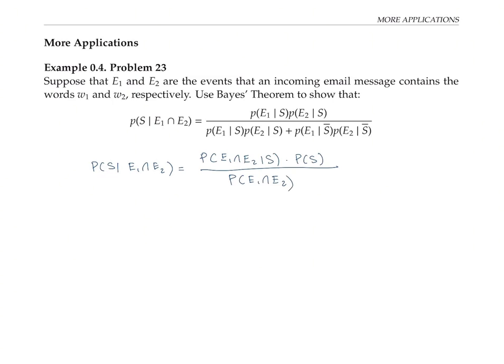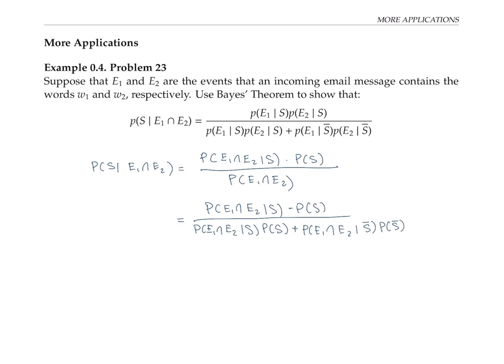Let's expand the denominator. The denominator P of E1 and E2 can be expressed using the law of total probability. So let's write the same numerator, and the denominator becomes P of E1 and E2 given S times P of S plus P of E1 and E2 given not S times P of not S.